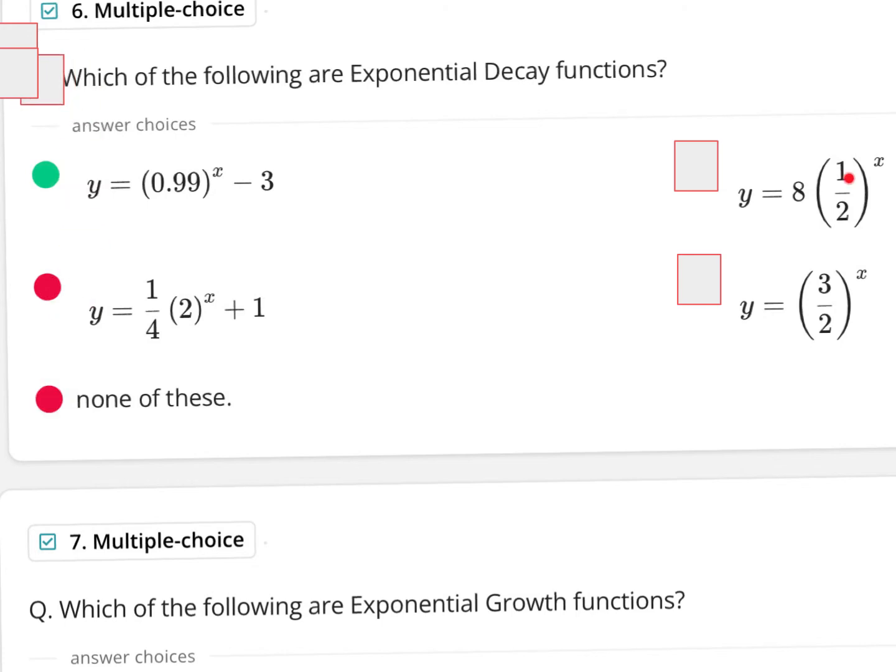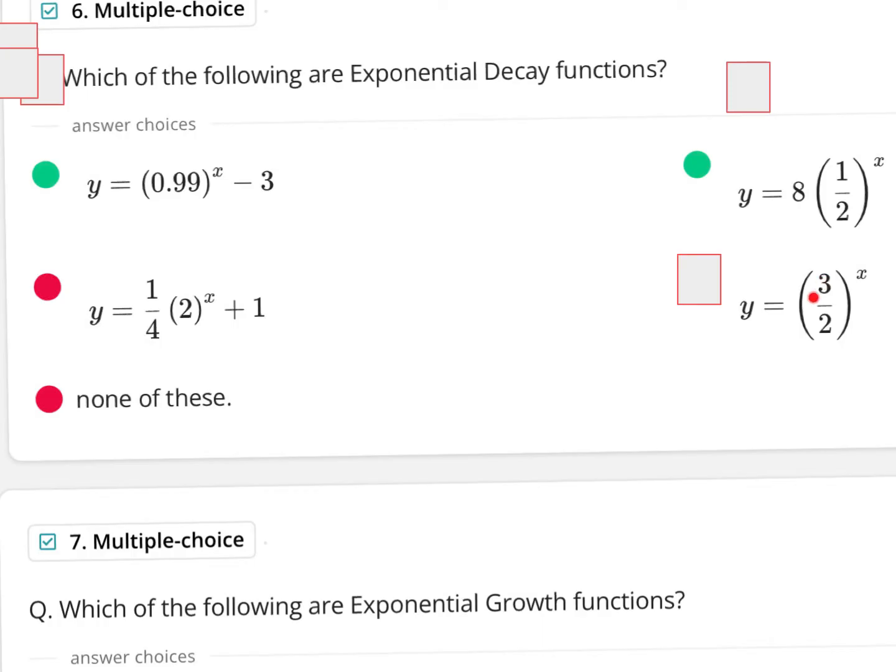What else? Over here, this is a decay function. Why? Because the base is between 0 and 1, 1/2, right? The value of 1/2, it doesn't matter if it's a fraction or decimal. If it's between 0 and 1, it's going to cause it to decay. 20 times half is 10. It gets smaller. 20 becomes 10 if you multiply 20 by 1/2. So the 1/2 is going to cause a decay. This is a decay function. That's why it's green right there.